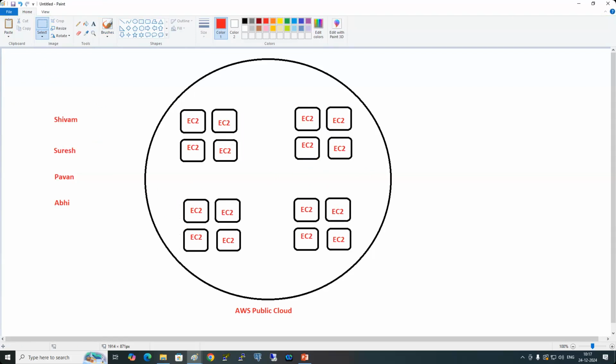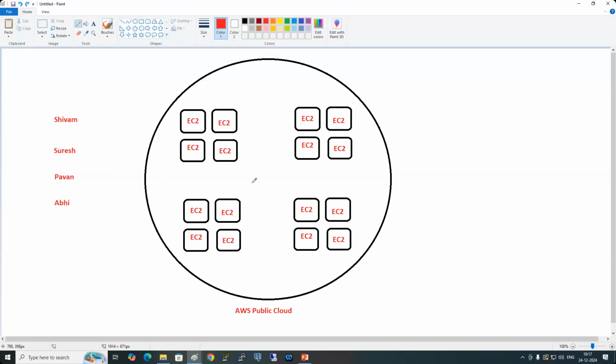Now Shivam has launched an EC2 instance, and Suresh, Pavan and Abhi have all launched EC2 instances. Are all exposed to each other or not? As this is public, everyone is exposed to each other. Is that good? Shivam is saying hi to Suresh, and Suresh is saying hi to Shivam, and they are taking each other's data. Is that good? Both are two different customers or not?